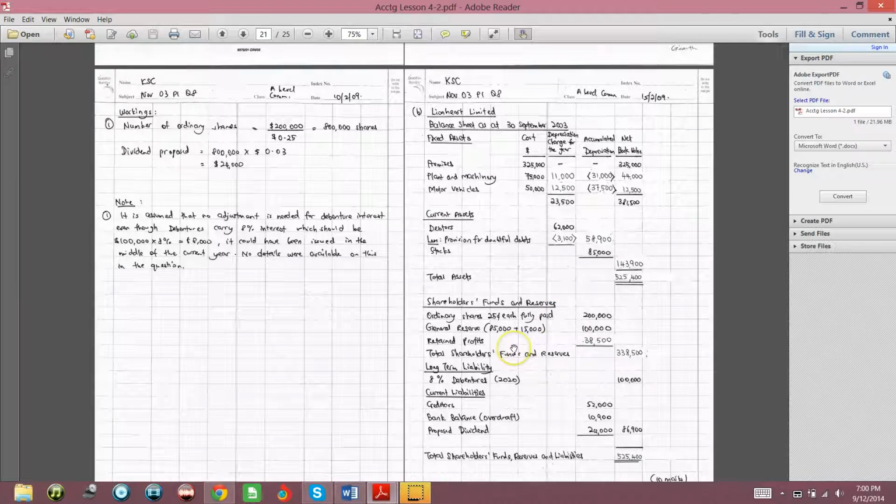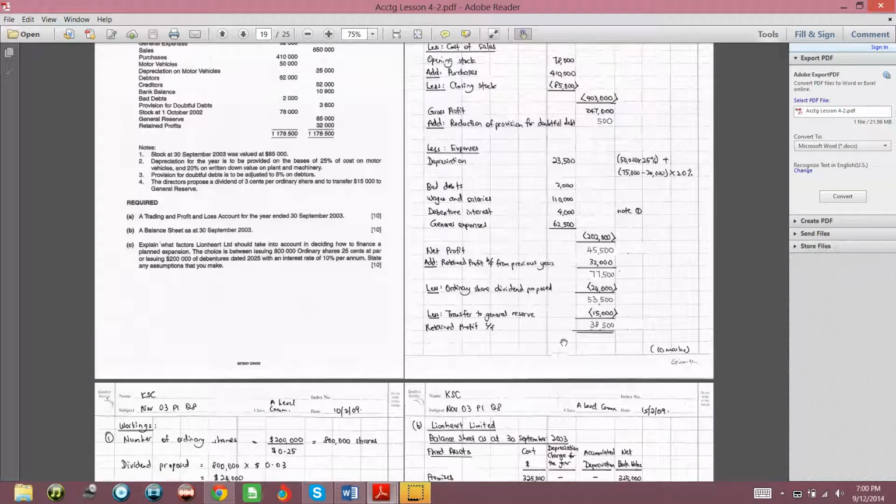So general reserves, originally, when you look in the question, general reserves originally is 85,000. They said transfer 15,000 to general reserve, so it will become 100,000. Retained profit, okay, wait first.